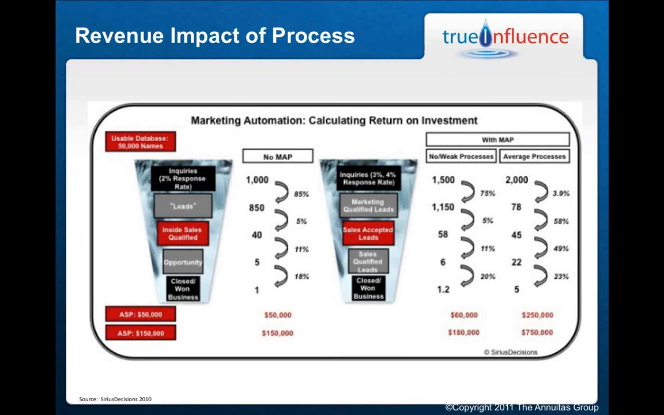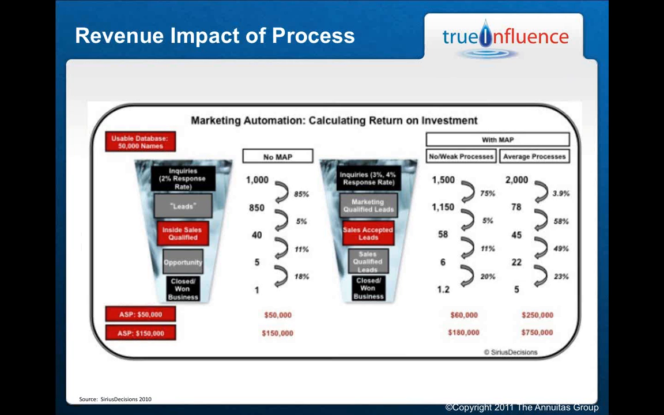So how does that translate to revenue? Well, if you look at these two numbers, if you have an average sales price of $50,000 or an average sales price of $150,000, the revenue increase is quite dramatic. You go from $60,000 to $250,000 with a $50,000 ASP, and from 180 to 750 if you're more of a high-ticket enterprise item. All this just by developing lead management process and letting it be enabled by your technology.